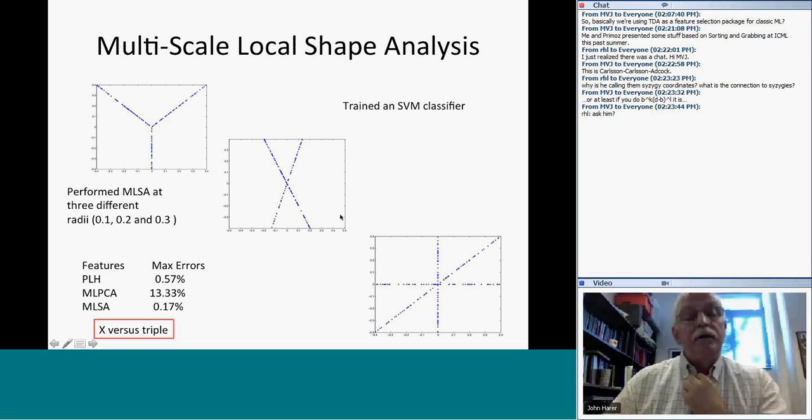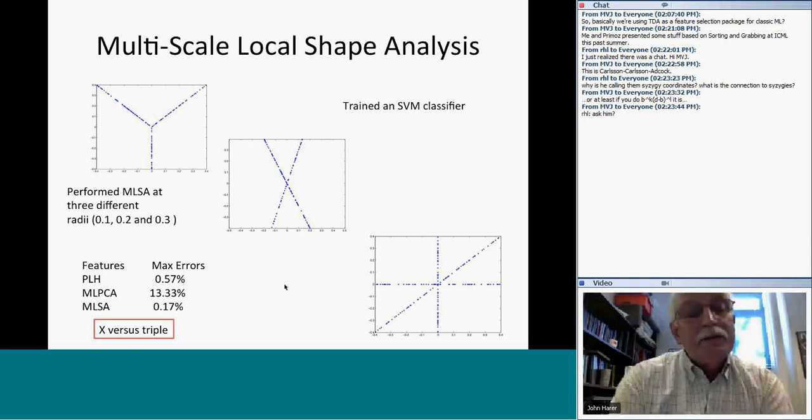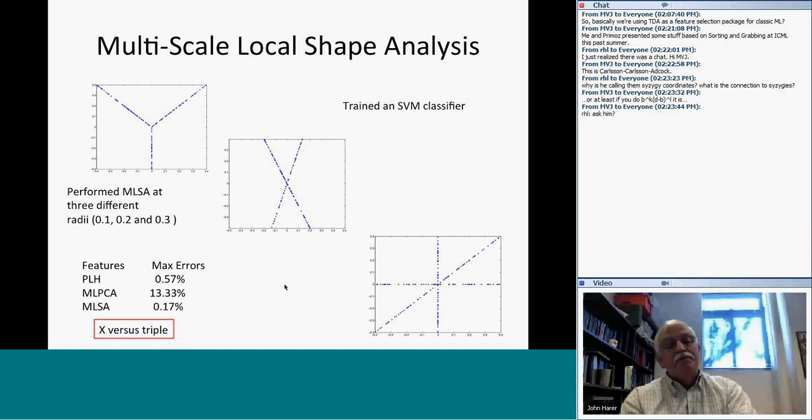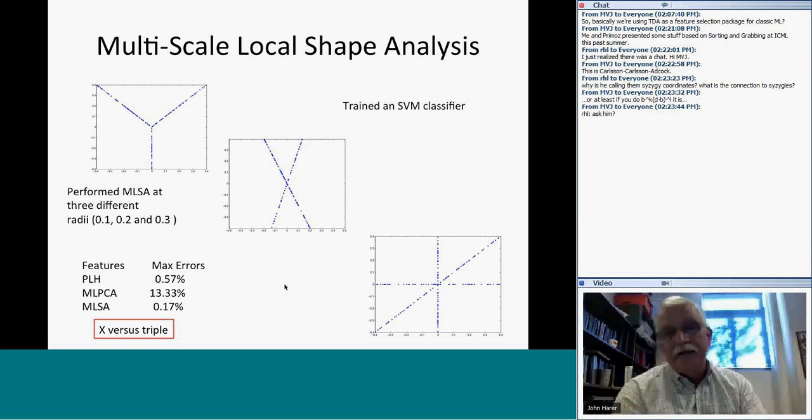Here is an example of the kind of thing you'll see. We did some synthetic examples first, a Y and an X and a sort of triple crossing at the origin, as a warm-up. We sampled these many, many different times, and for those data sets we computed MLPCA plus PLH at several radii and compared the classification capabilities of each method. What we found was that if you use MLPCA, you had about a 13% error.